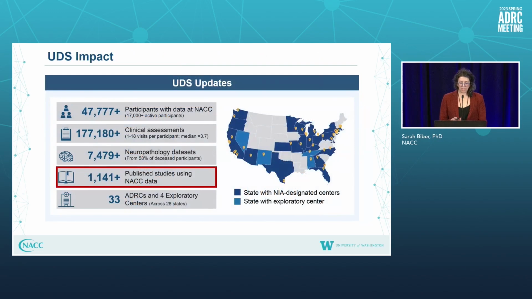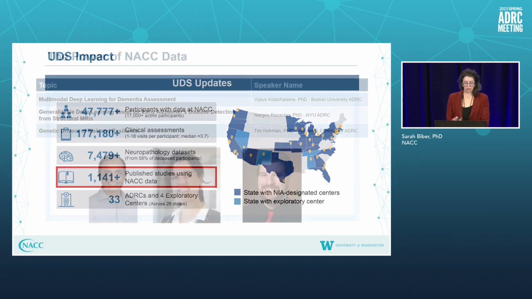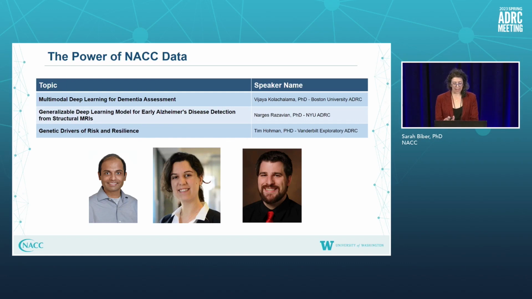So NACC data is already FAIR, I want to say that, and we're about to make it even fairer. So yesterday, Bud mentioned that there has been a 61% increase in our data requests and a nearly 40% increase in publications using our data over the past year. And as of last March, NACC data had been used for over 1,100 publications. So we'll be closing out the NACC session today with talks from 3 fantastic researchers who are using NACC data in impactful and innovative ways to advance the field. So I look forward to having Narjez Razavian, Vijay Kolachalama, and Tim Holman join on the stage later.